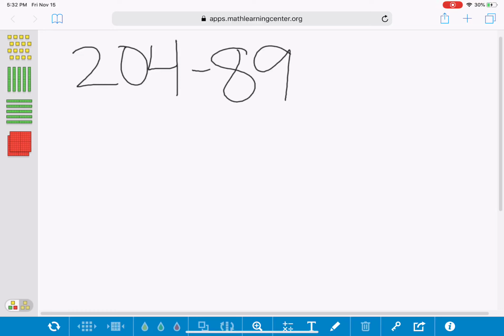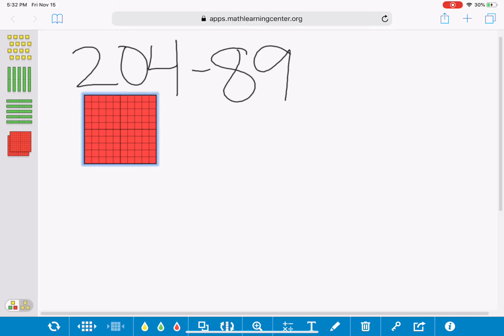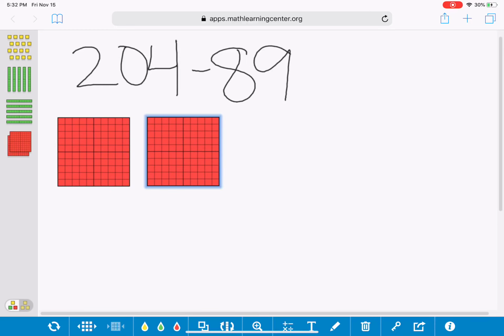So there would be 2 flats to represent the 2 hundreds. And there would be no rods because if you look here, there's a 0 in the tens place. So again, no rods. But if you look in the ones place, there will be 4 bits or 4 ones. Since this is a subtraction problem, students do not need to make manipulatives for the 89 as they are taking that out of the 204.